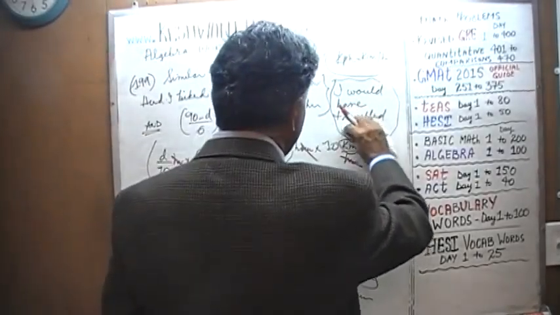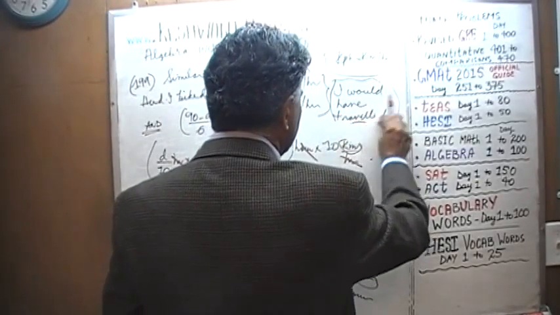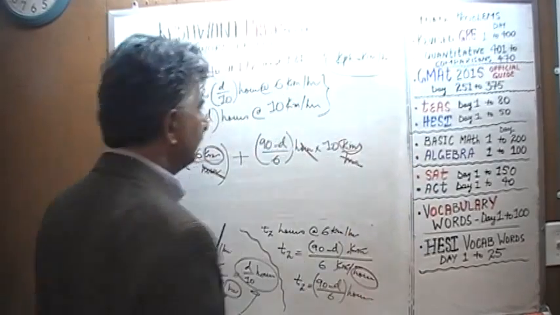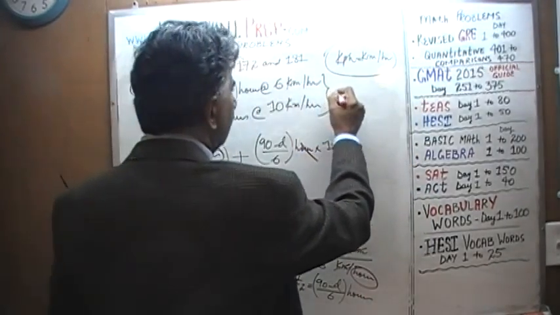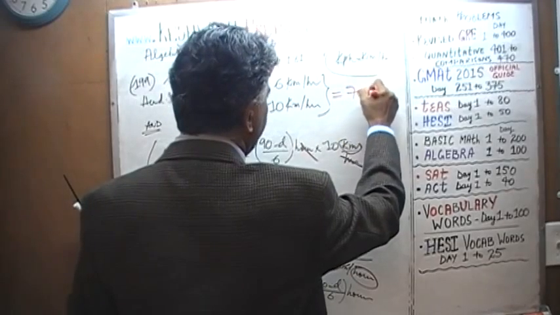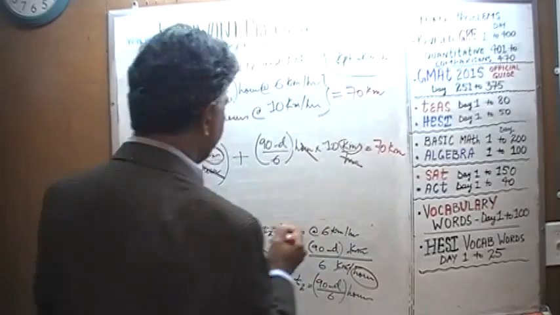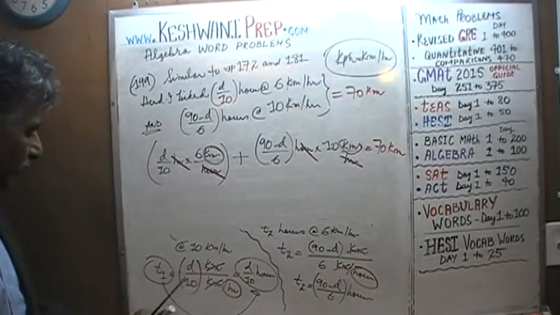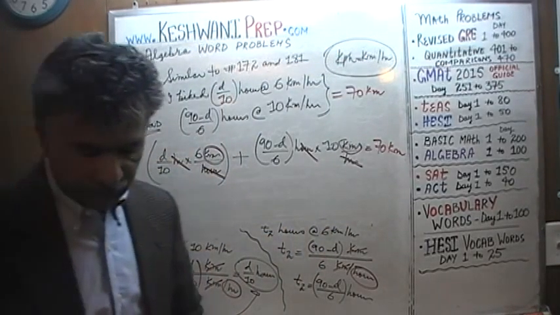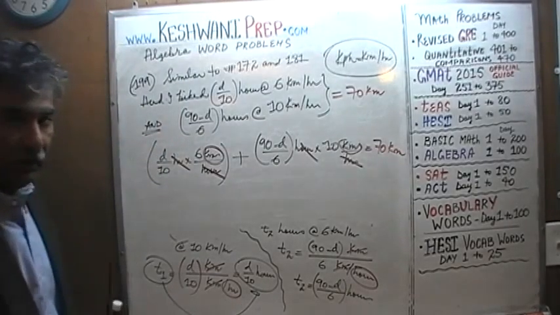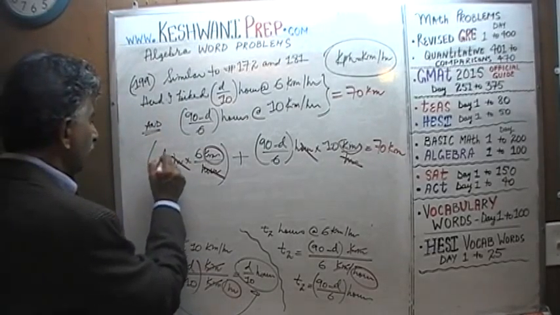I'm going to erase all of this because otherwise it gets too crowded. These two distances have to add up to 70. This has to add up to 70 kilometers. That's it, that's our equation. What's the unknown here? There's only one variable that is not known here, which is D. There you go.